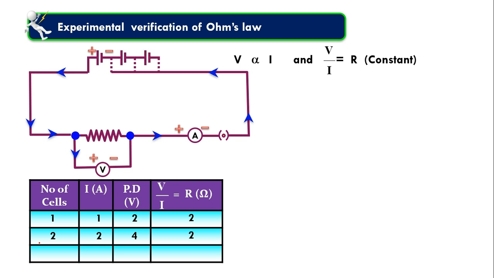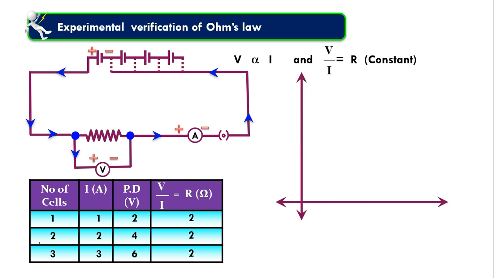With the number of cells 3, the current gets tripled and the potential difference also gets tripled, like 6, and this is also constant. Okay, so from this we can conclude that as the current increases, the potential difference also increases, and finally their ratio always remains constant. Is it right? If the number of cells is 4, then also what happens? The current becomes four times, the voltage also becomes 4 times, 4 and 8. So 8 by 4 is also again constant.